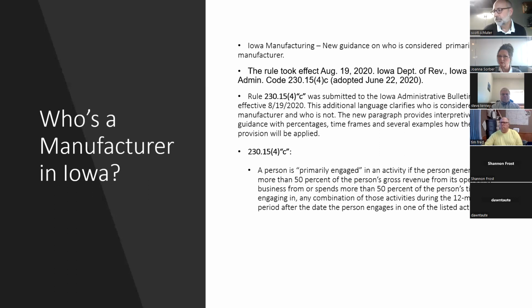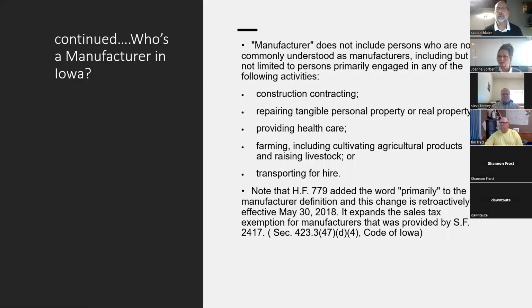Next. Again, someone who is doing more than 50% manufacturing does not include these particular types of business. And the significance of being over 50% is primarily.